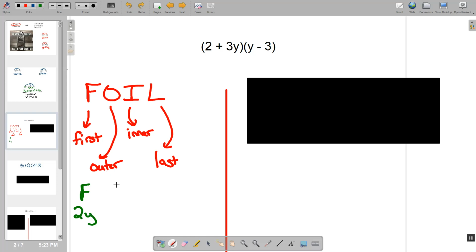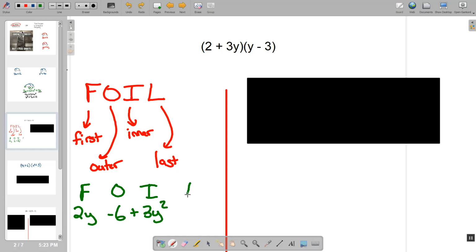The outer would stand for the outside terms that are farthest away from each other, 2 and negative 3, which would be negative 6. Inner would be the inside terms, or the terms that are closest together. That's 3y and y over here, which would be 3y squared, positive.